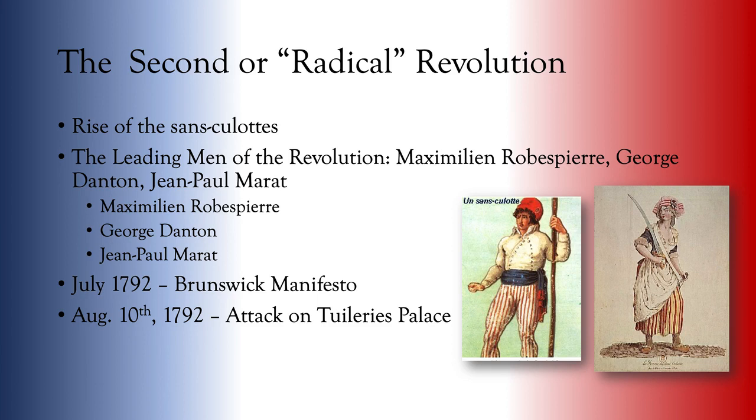All right, so in addition to the Sans-Culottes, the second or more radical phase of the revolution also will introduce us to some of the leading men of the revolution: Maximilien Robespierre, Georges Danton, and Jean-Paul Marat, all of whom play a very important role. And there are important men beyond this, but I think these are the three most important ones for the purpose of our lecture. So Maximilien Robespierre is really the most iconic figure who is associated with the French Revolution, beyond, of course, Louis XIV and Marie Antoinette.